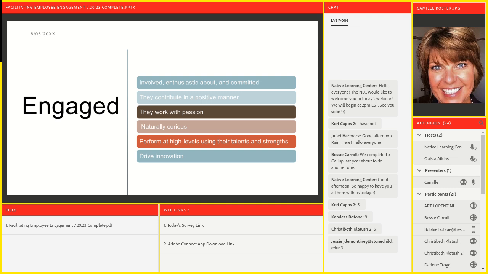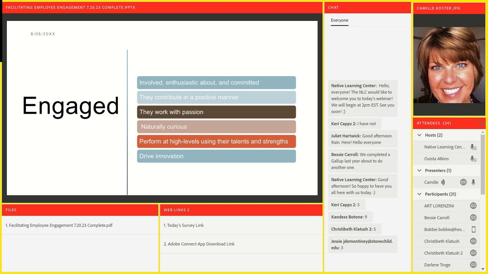Engaged employees are naturally curious about the company that they're in and how they fit in. They perform at consistently high levels. Matter of fact, an engaged employee, if you ever see them not performing at that high level, you may actually ask, hey, what's going on? Something has changed.